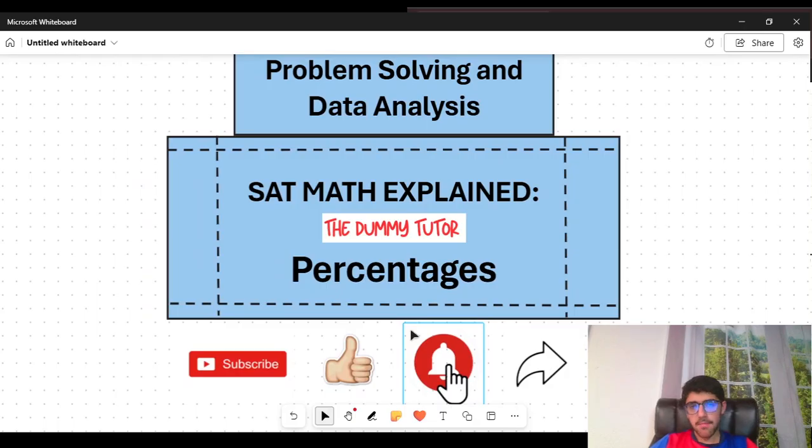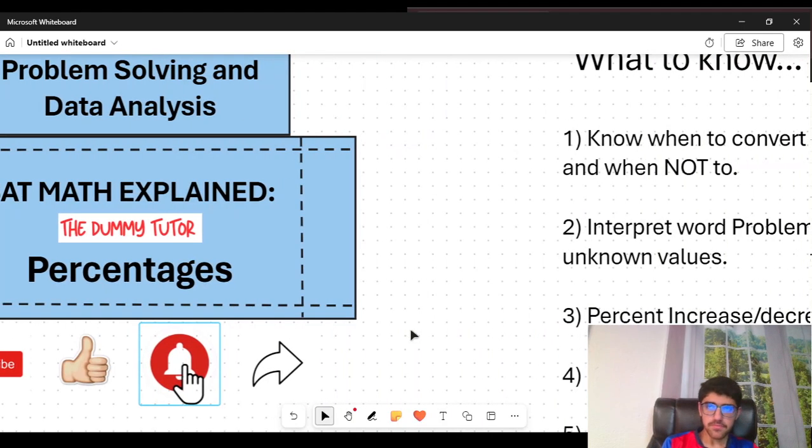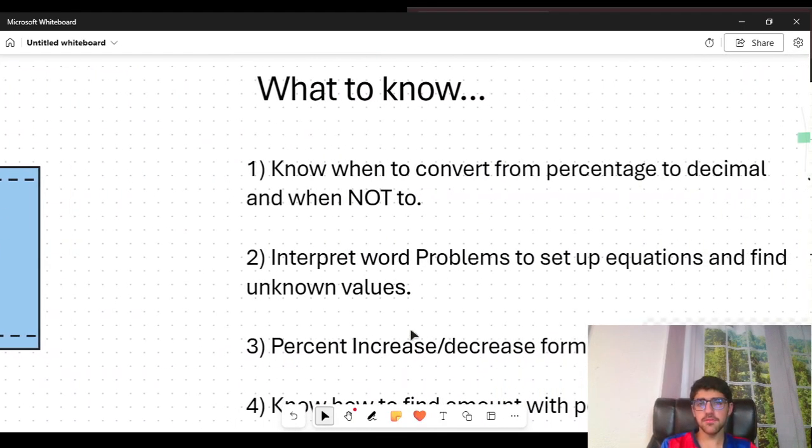Today our topic will be about percentages, which is a focus skill in the problem solving and data analysis domain. So let's just get straight to it. So what do you need to know to solve these questions?